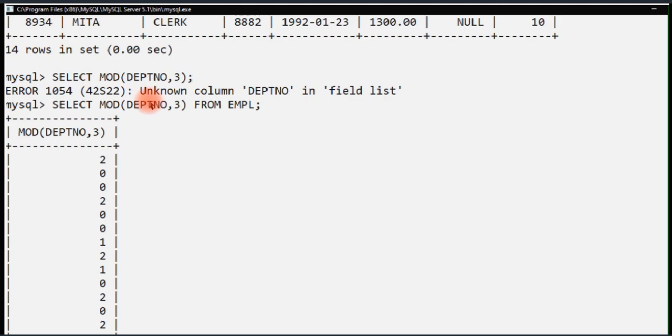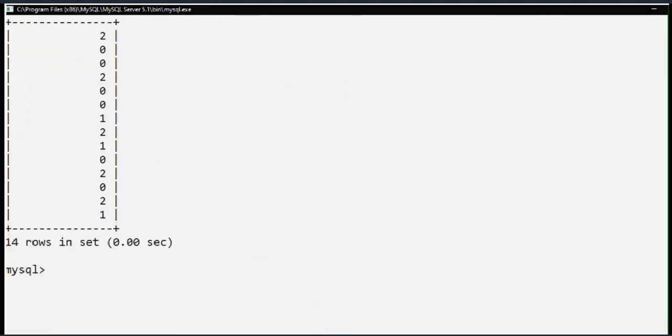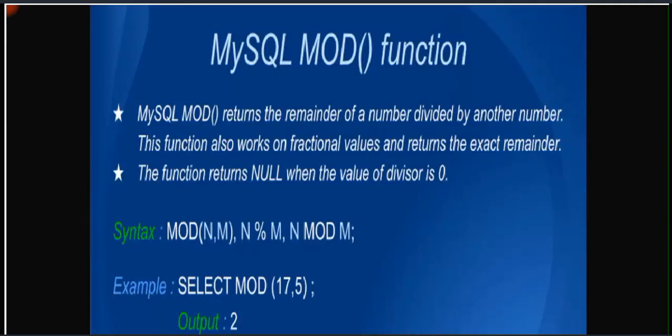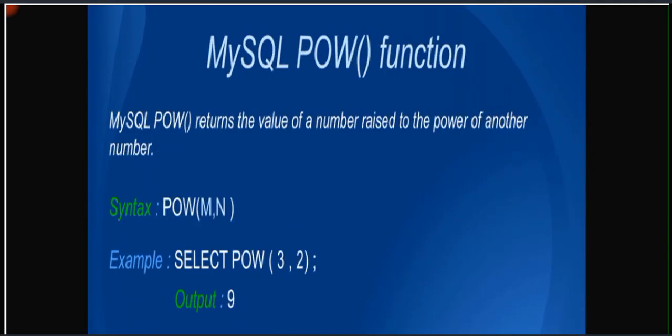Now the next function that we are going to discuss is the power function. In the power function, there are two values. One is a base value and one is a power value. In the example, you can see the base value is 3 and the power value is 2. That means if we are multiplying 3 into 3, 2 times, my answer will be 9. This way we can make use of the power function.